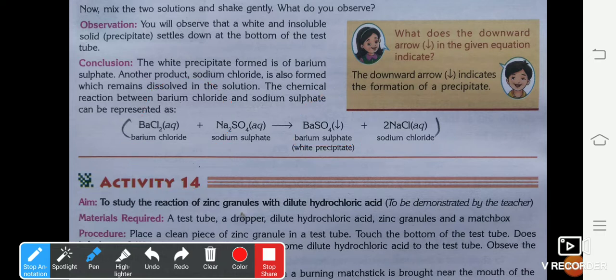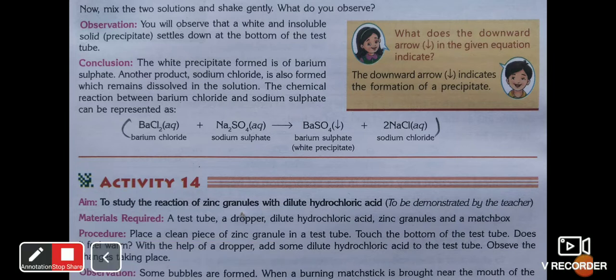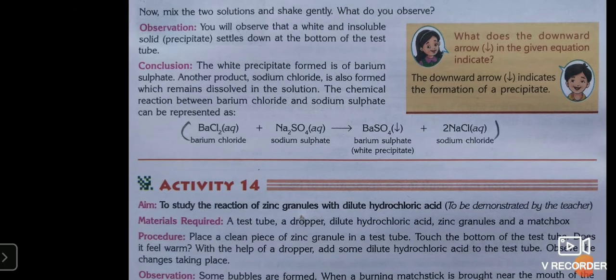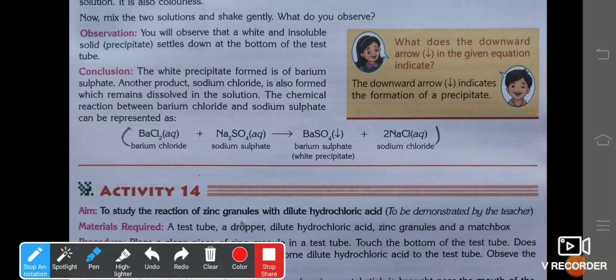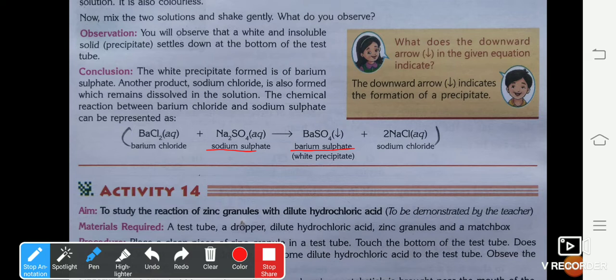Now what is the conclusion from this part? We can clearly conclude that the white precipitate formed is barium sulfate. Another product, sodium chloride, is also formed, which remains dissolved in the solution. We all know sodium chloride is soluble in water. The chemical reaction between barium chloride and sodium sulfate can be represented as BaCl2 plus Na2SO4 gives you BaSO4, that is barium sulfate, plus 2NaCl. We have also indicated the state of the substances. Can you see we have written aqueous after BaCl2, Na2SO4 and NaCl? That means these solids did not directly react. They have to be dissolved in water to prepare the solution for the reaction to take place.